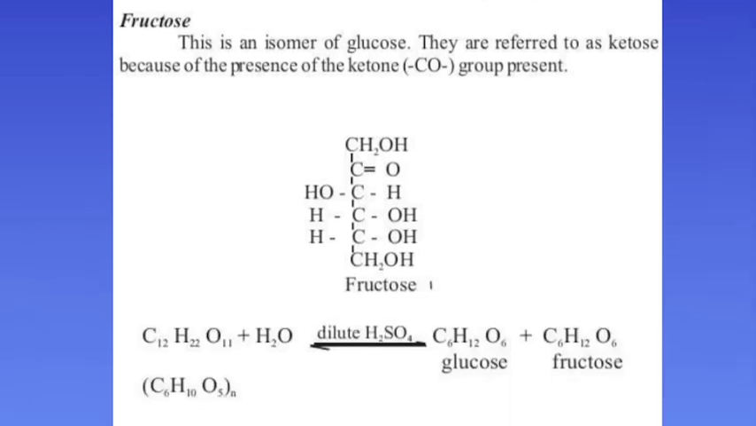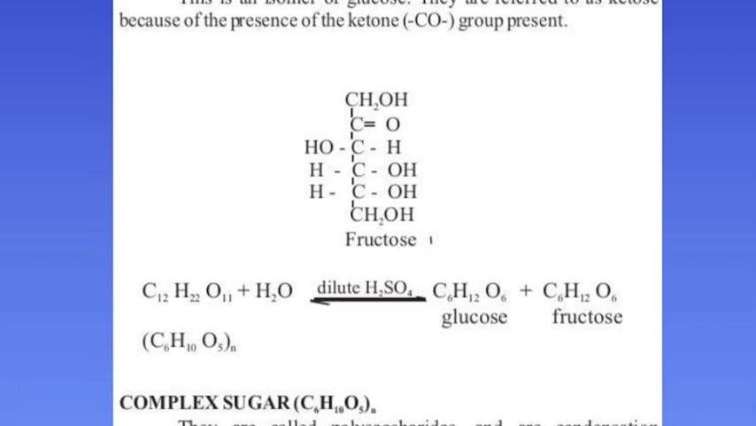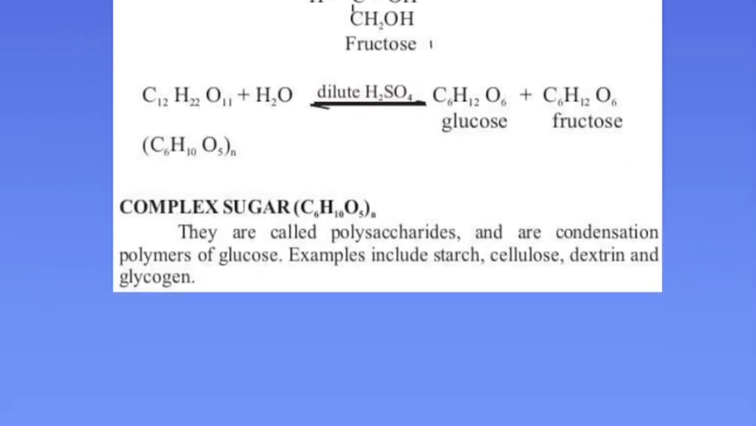Fructose is an isomer of glucose, and they are referred to as ketoses because of the presence of the ketone group. So when you have a non-terminal carbonyl group, as you can see in this case, C double bond O is non-terminal, and it is characterizing your ketones, basically, which are your alkanones. So in this case, the form of isomerism occurring between glucose and fructose is what we refer to as functional isomerism. Now we go into your complex sugars.